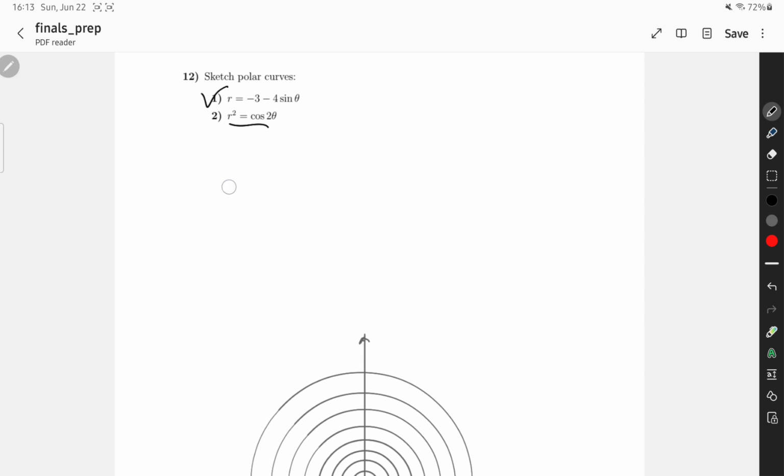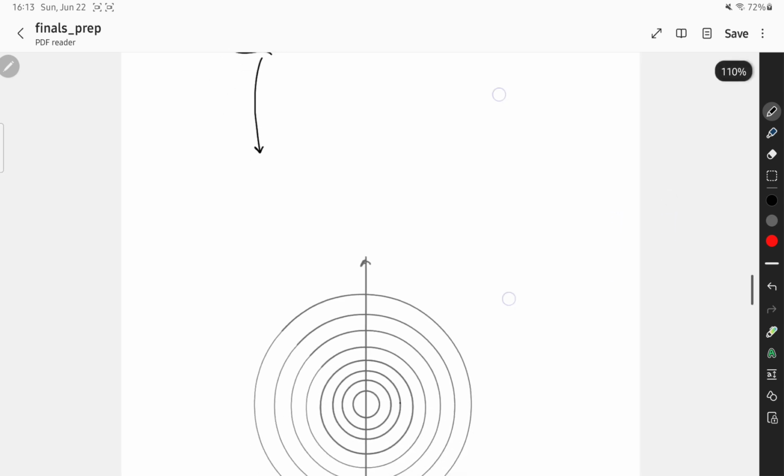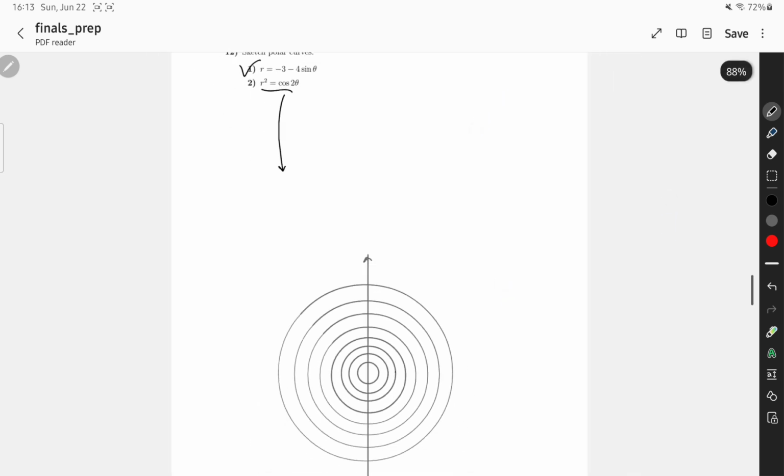So this is a fairly simple plot, but we would go in a slightly different way this time. We'll use more of a tabular form for this question. So first of all, I'd like to simplify this. So r should equal the square root of cosine of 2 theta.